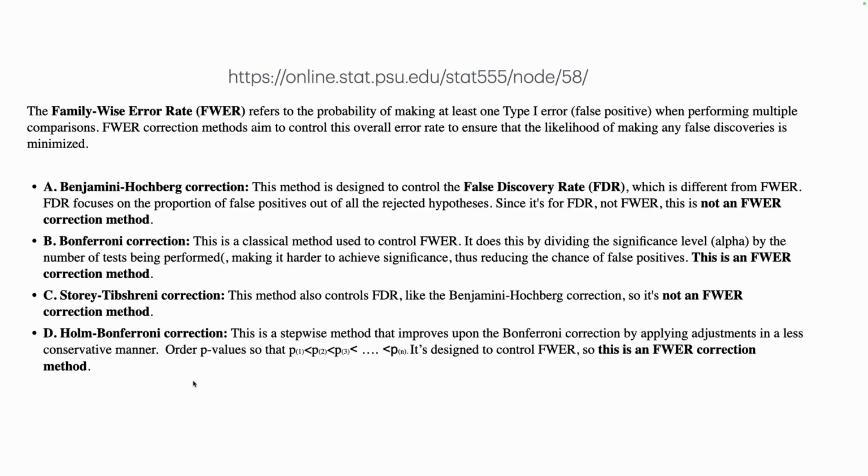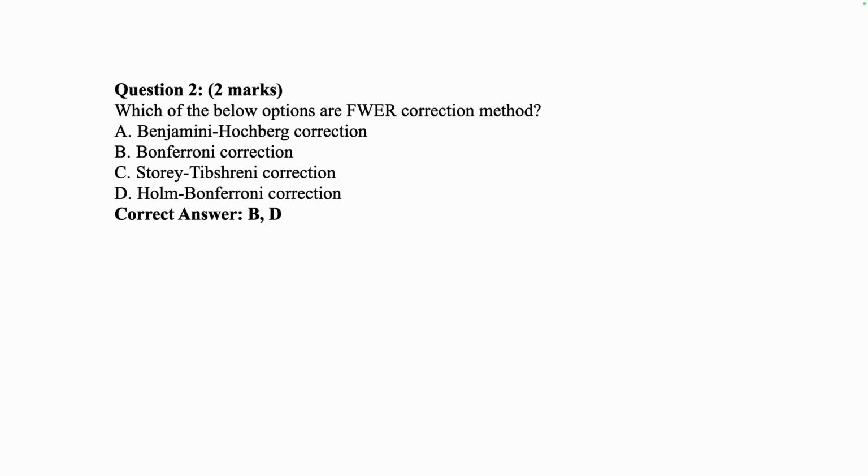They order the p-values that they are computing, and then they come to an output on whether it is a false positive or not. So it is slightly more flexible than Bonferroni, but both of these methods are used to control the family-wise error rate. So the correct option would be B and D, because both of the methods are family-wise error rate correction methods.